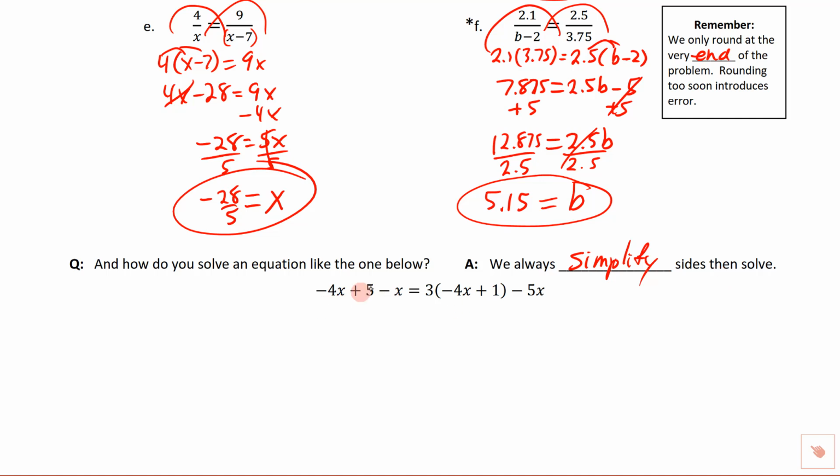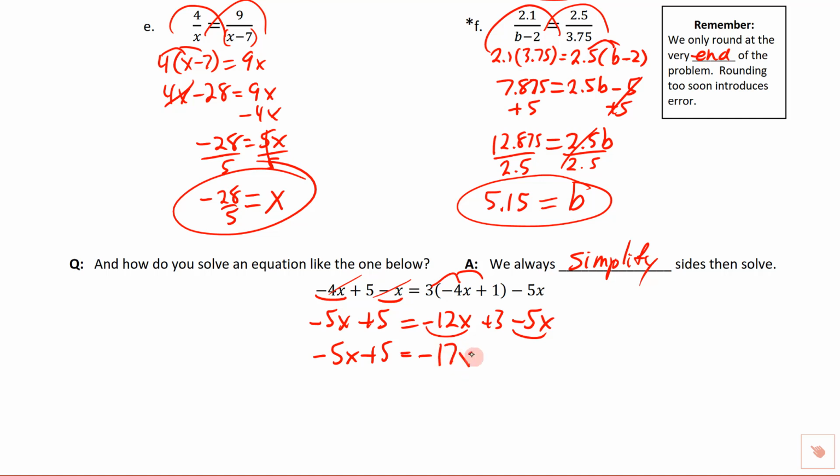So we'd look at this one. We're not even looking at the 2 sides. We're just looking at this side right here and saying, hey, you know what? Those are like terms. I'm going to go ahead and combine those. So that's negative 5x plus 5. So we're done with those guys. Then on this side we're going to distribute, so this is going to be negative 12x, and then this is going to be plus 3 minus 5x. So we get negative 5x plus 5, and some of you might see something that we could do at this stage, but let's go ahead with this guy right here. So this is negative 17x, and then this is a plus 3. Okay, so we got those.